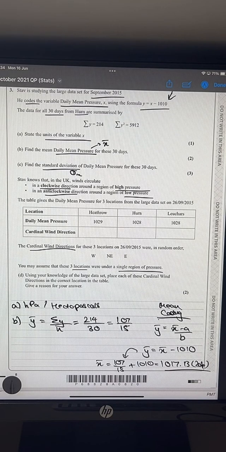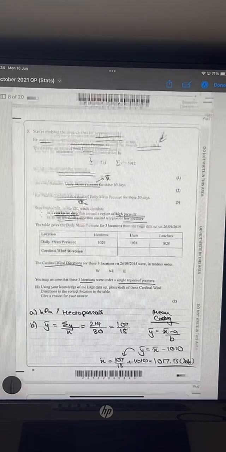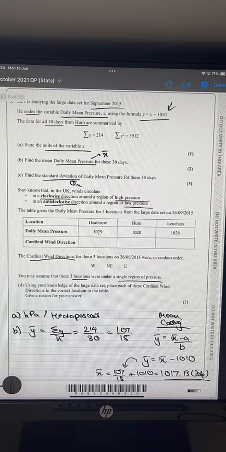So the way you go about doing this is you need to see if it's a high pressure or a low pressure system first, right? Fair enough, I don't blame you. So you're told that it's either clockwise or anti-clockwise. Why? Because they're in a single region of pressure. I need to see if it's a high pressure or a low pressure. How am I going to find out? Well, look at the pressure values.